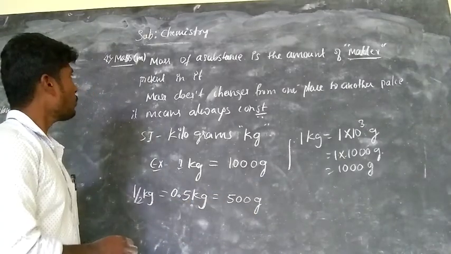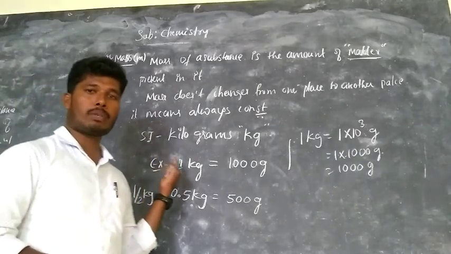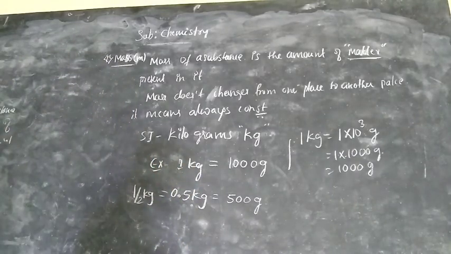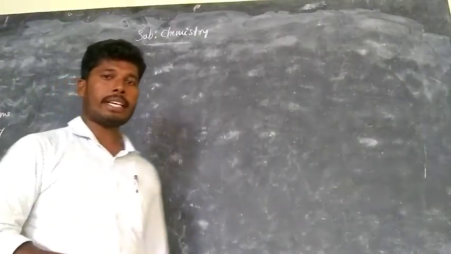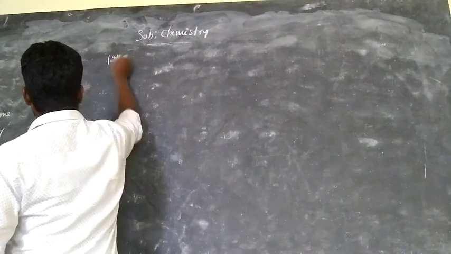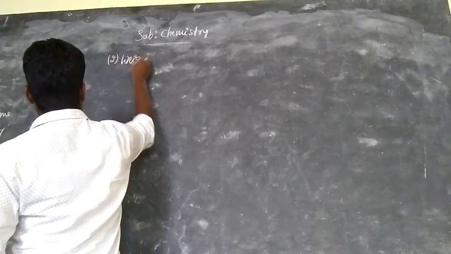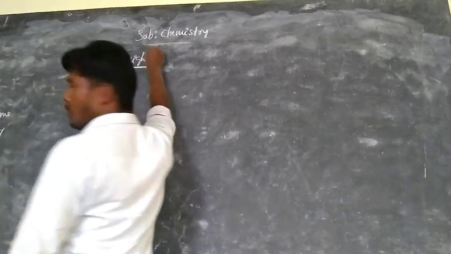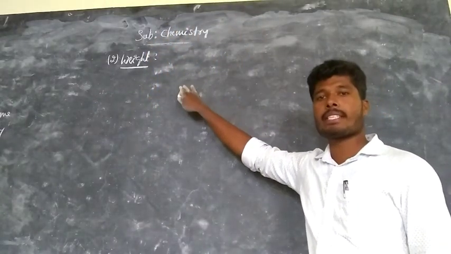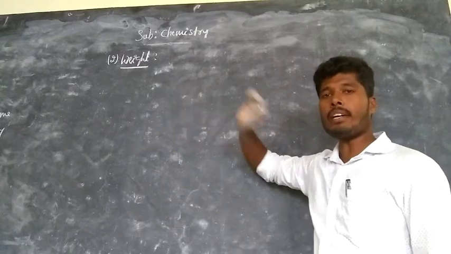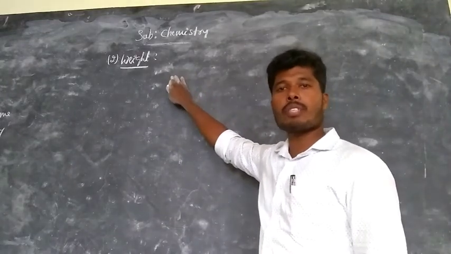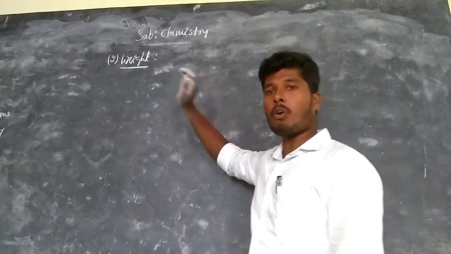Then the next word, after knowing mass, is weight. The second terminology is weight. Weight is defined as the force exerted by the gravity on an object.